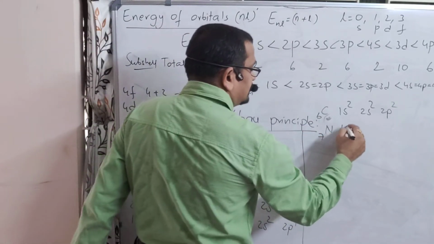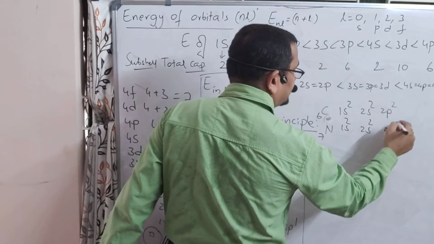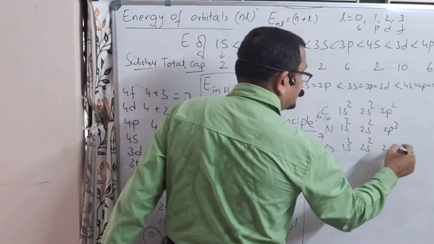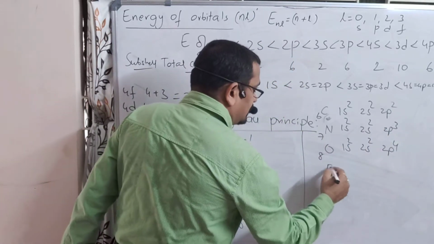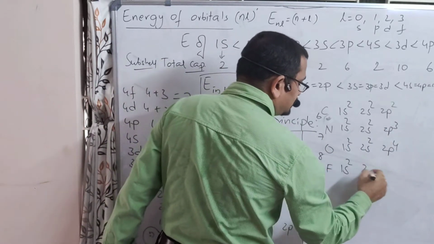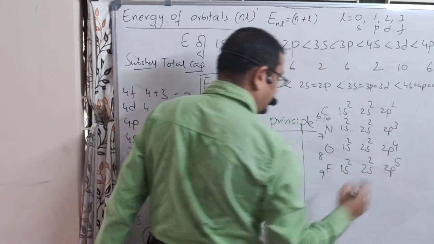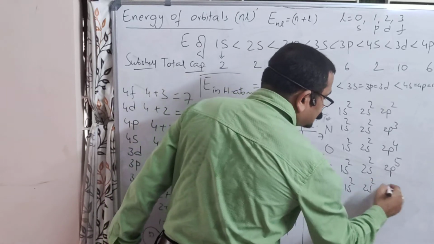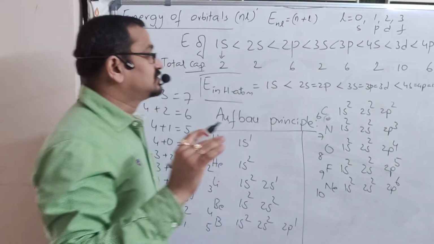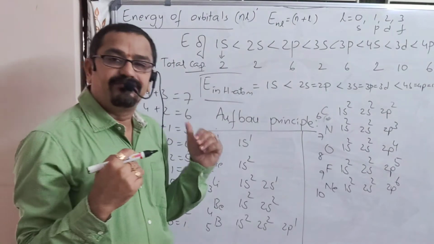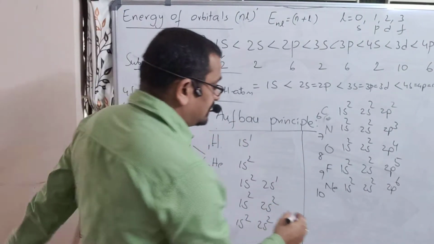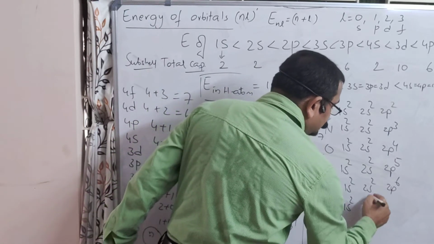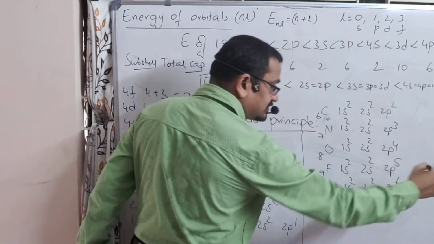Nitrogen 7: 1s2, 2s2, 2p3. Oxygen 8: 1s2, 2s2, 2p4. Fluorine 9: 1s2, 2s2, 2p5. Neon 10: 1s2, 2s2, 2p6. Finished. So the maximum capacity of a p sublevel is 6 electrons. It's filled. Now when it comes to sodium, 11 electrons: 1s2, 2s2, 2p6, 10 electrons are filled.